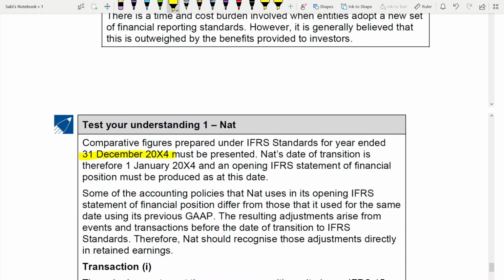Next, the date of transition is therefore exactly 1 year before your financial statements, which are the comparative figures. They were prepared for the year ended 31st December 2004. So 1 year before that will be your date of transition. That is 1st of January 2004. An opening IFRS statement of financial position must be produced at this date. Some of the accounting policies that NET uses in its opening IFRS statement of financial position differ from those used at the same date under its previous GAAP.